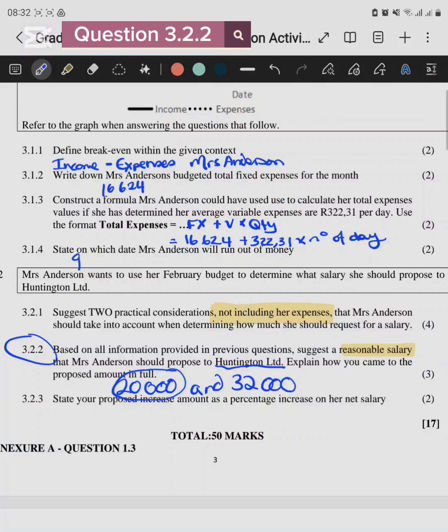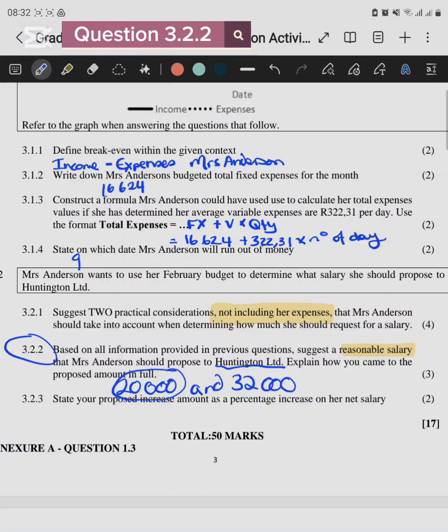26,000 will cover all her expenses without impacting on her lifestyle. You could say about 27,000, which is sufficient for her to cover all her expenses and earn a bit extra, which will account for inflation and changes in prices over the next year. So anything along those lines will be a reasonable income.